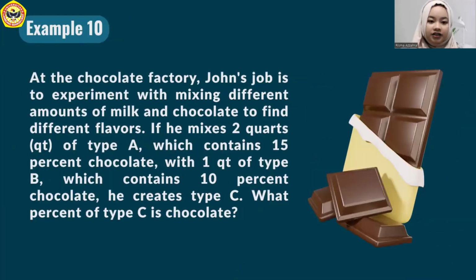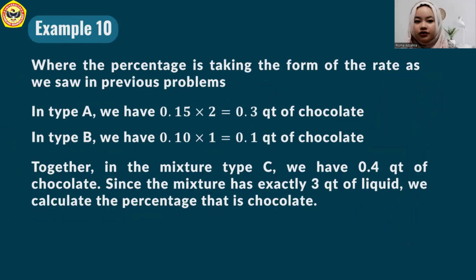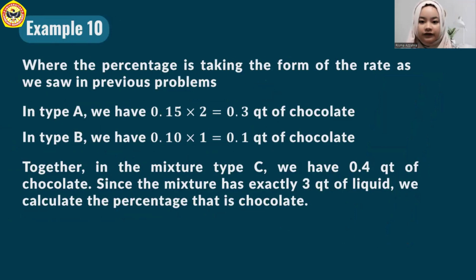Example 10. At the chocolate factory, John's job is to experiment with mixing different amounts of milk and chocolate to find different flavors. If he mixes 2 quarts of type A, which contains 15% chocolate, with 1 quart of type B, which contains 10% chocolate, he creates type C. What percent of type C is chocolate? So the solution is where the percentage takes the form of the rate as we saw in the previous problem.